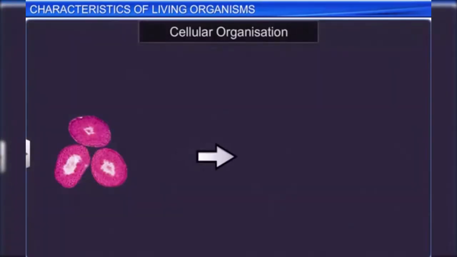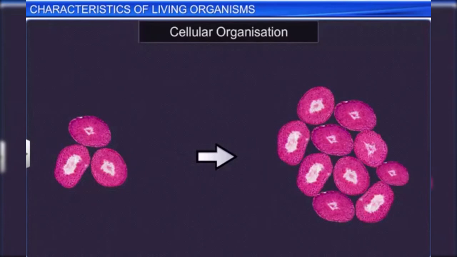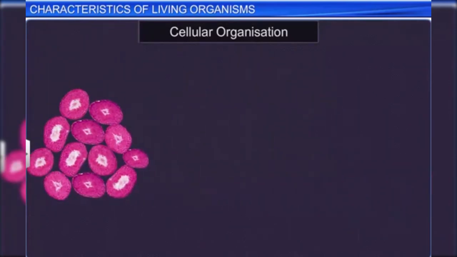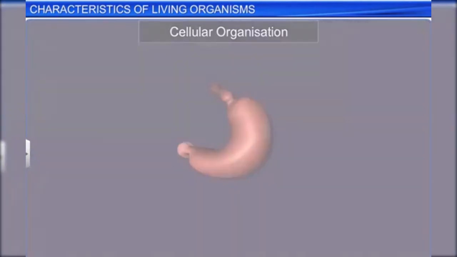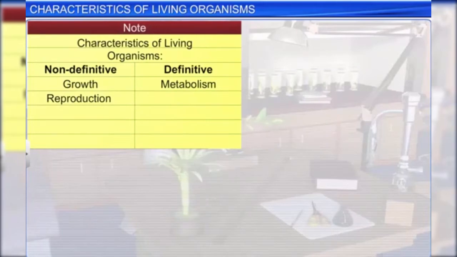Cellular organization is another important characteristic of living organisms. Such organization is not observed in the non-living, and hence, cellular organization is also a definitive feature in all life forms.